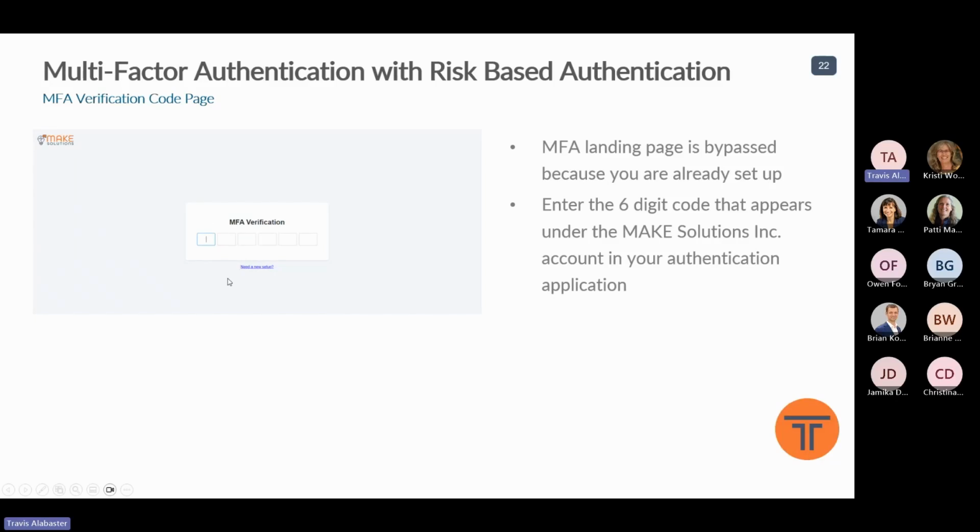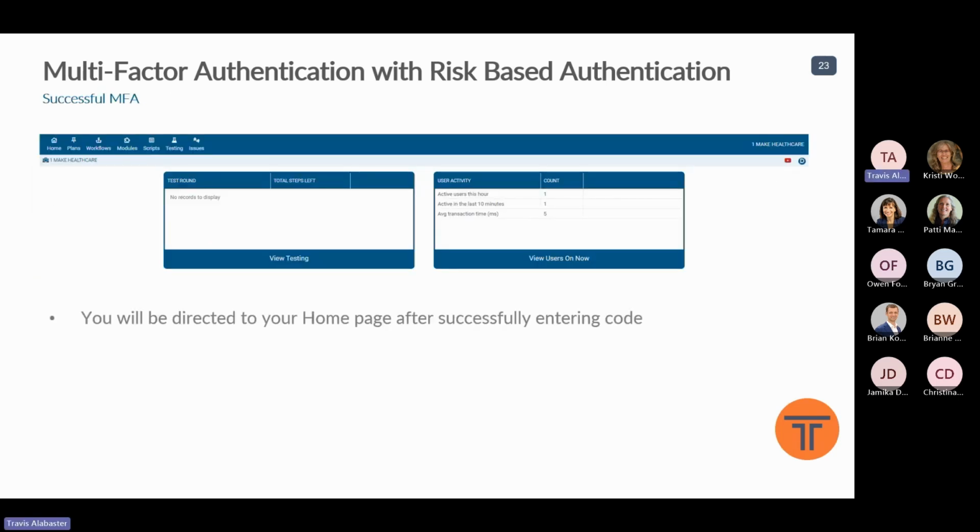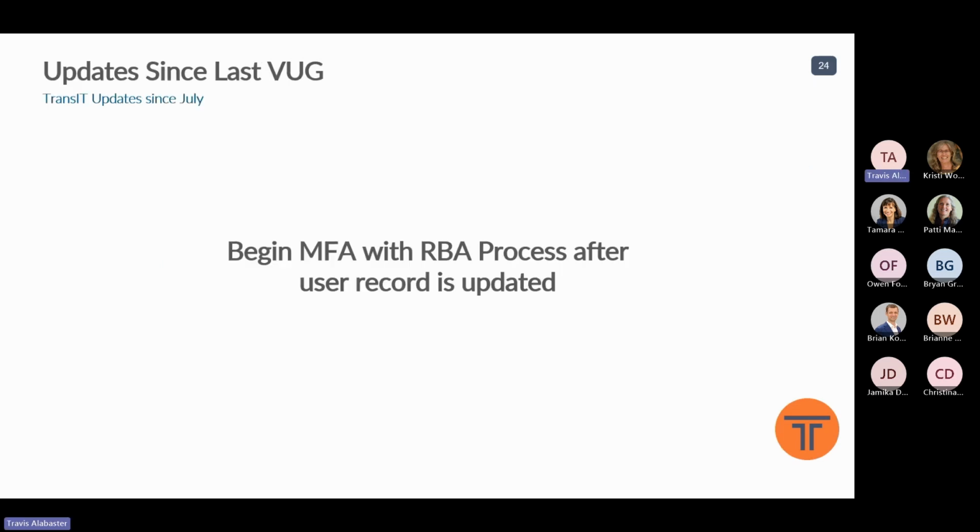You would then get this notice here to type in your 6-digit code. So again, you don't have to do the QR code. It's only the initial time you have to do that. You would enter your 6-digit code, and then you would be successfully logged into TransIT. So it's just recognizing that it's a different IP address, and it's saying that we just need some extra information from that user.